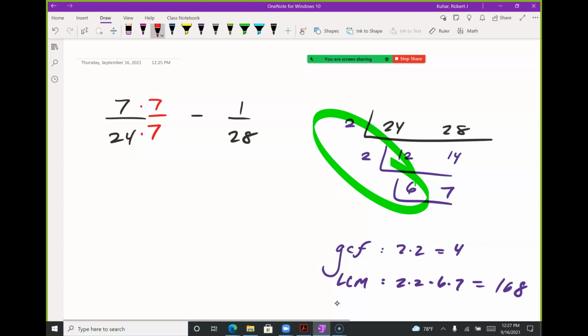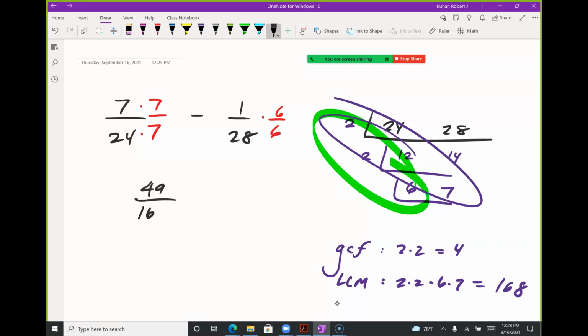What about in purple? What's 2 times 2 times 7? 28. So what I'm missing is a 6. I'm missing the 6 from the 28. So now look what I have. I have 49 over 168 minus 6 over 168, and now I can combine.